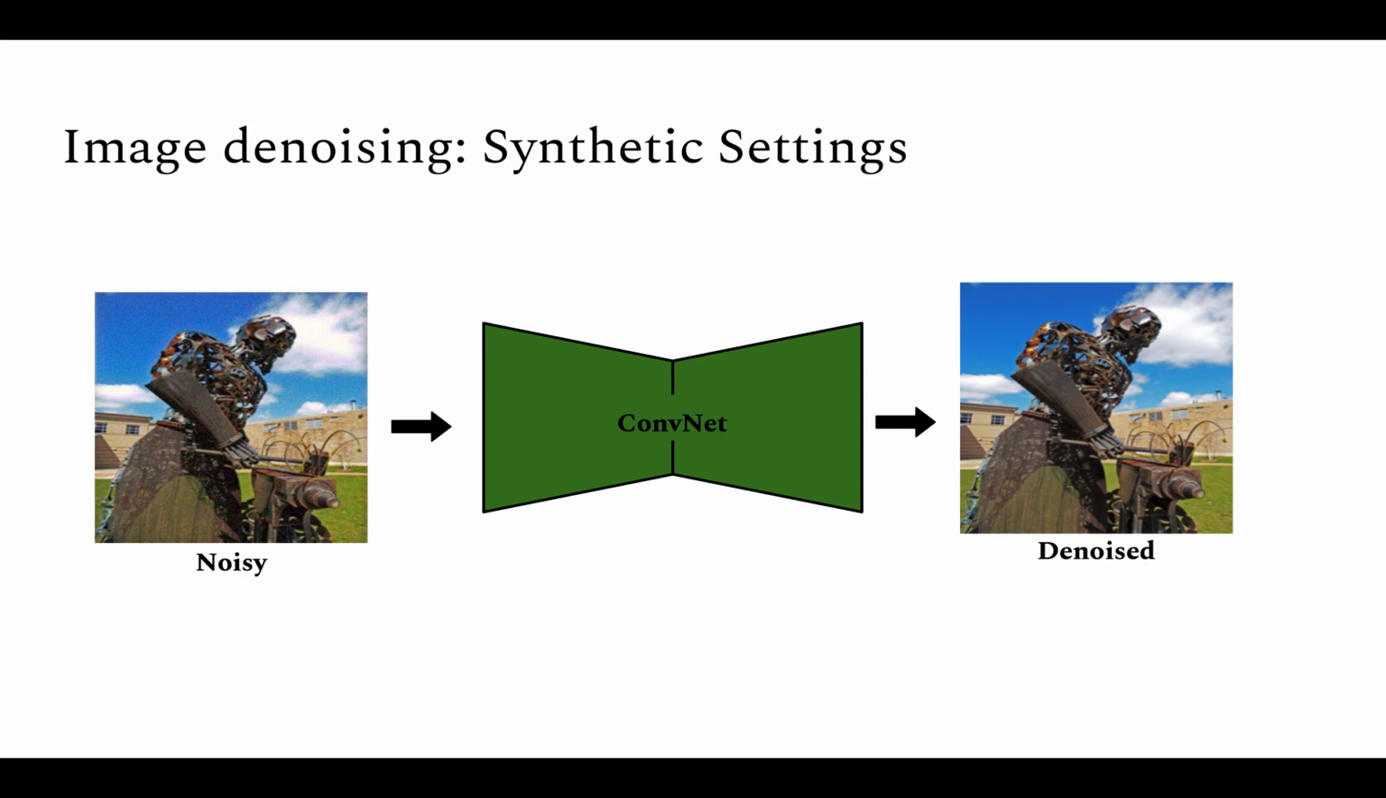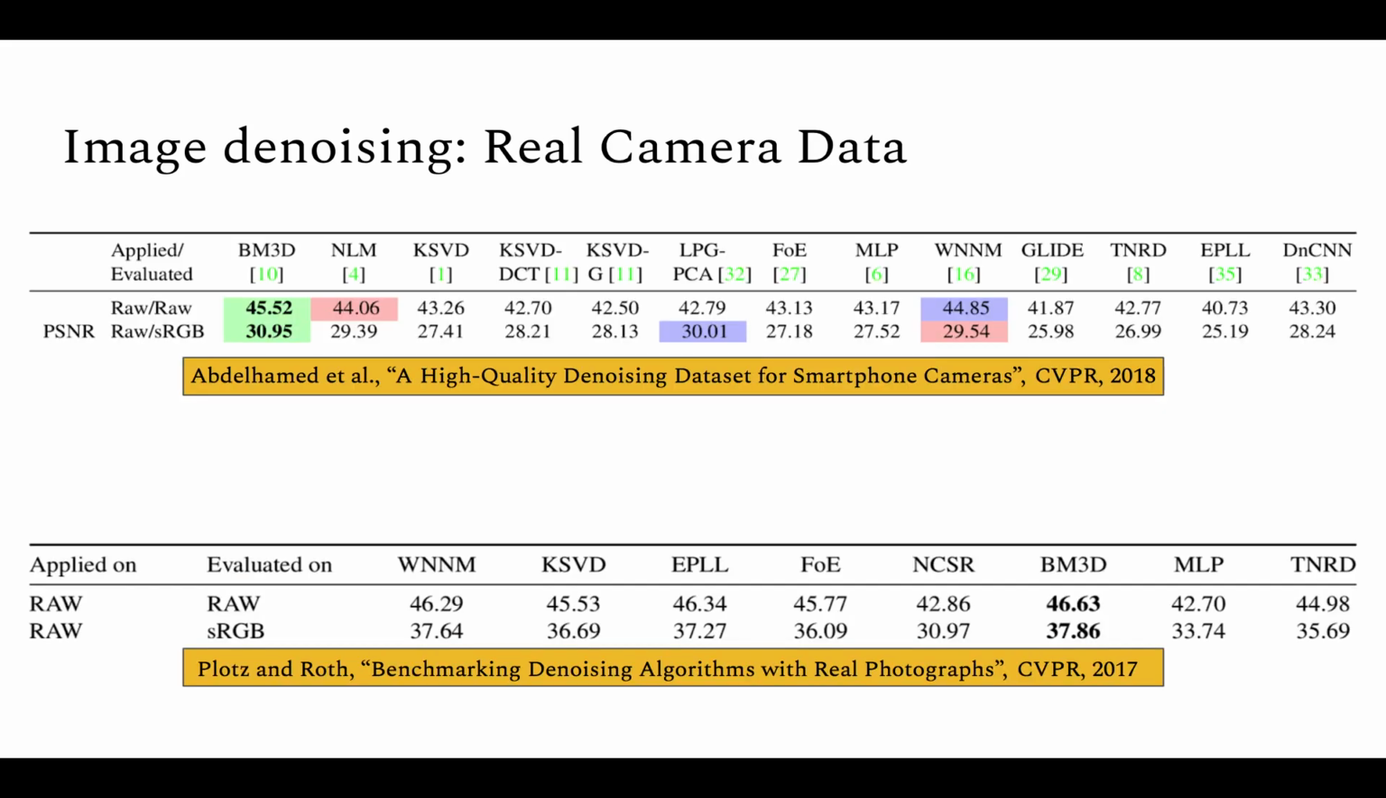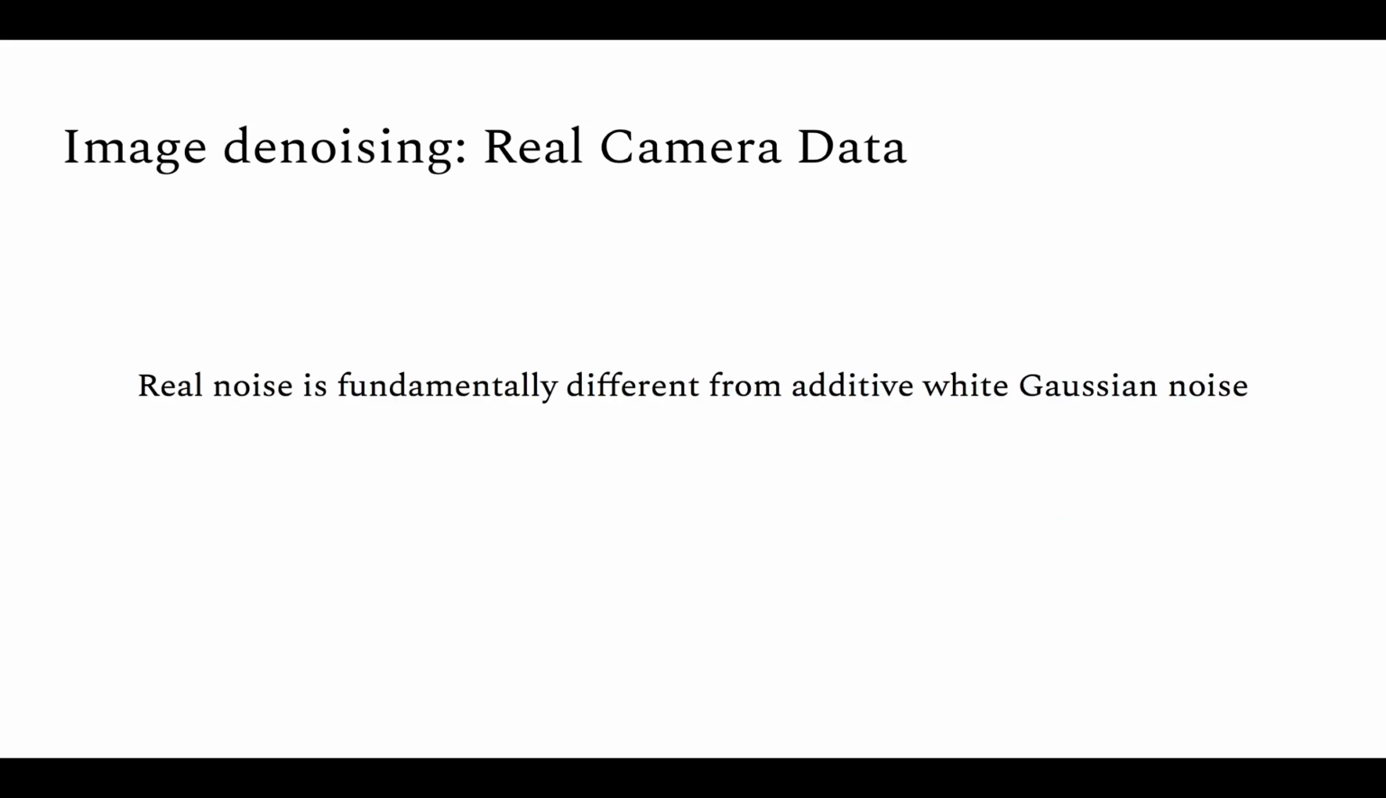While neural networks produce impressive results on these synthetic datasets, they generalize poorly when applied to real camera images, as reported in recent studies. In both of these studies, BM3D performs the best, which is a 13-year-old method and does not use learning. The reason is that the real camera noise is fundamentally different from additive white Gaussian noise.